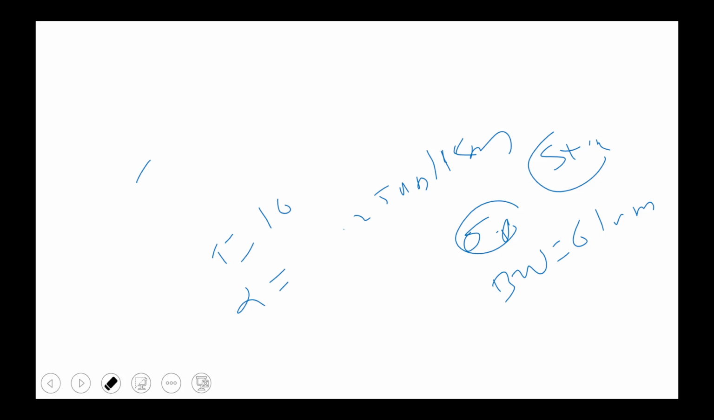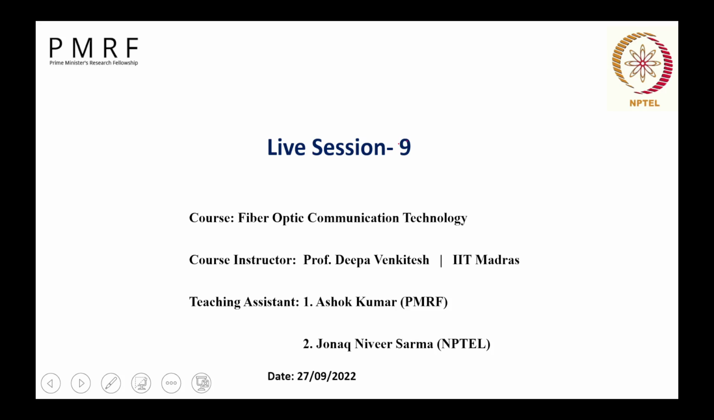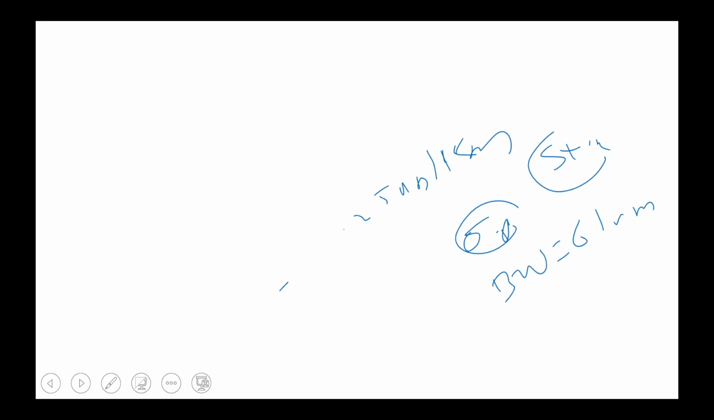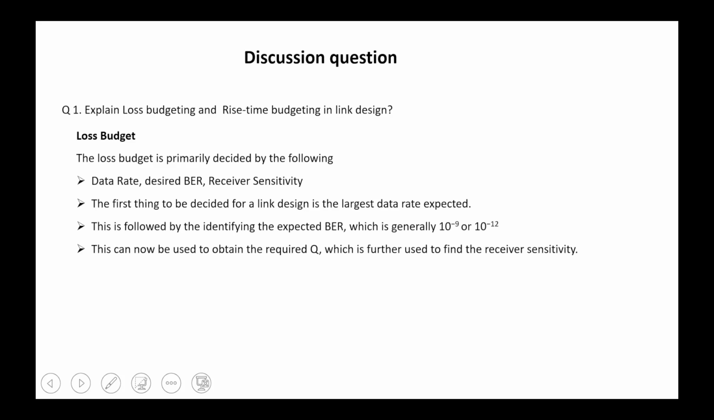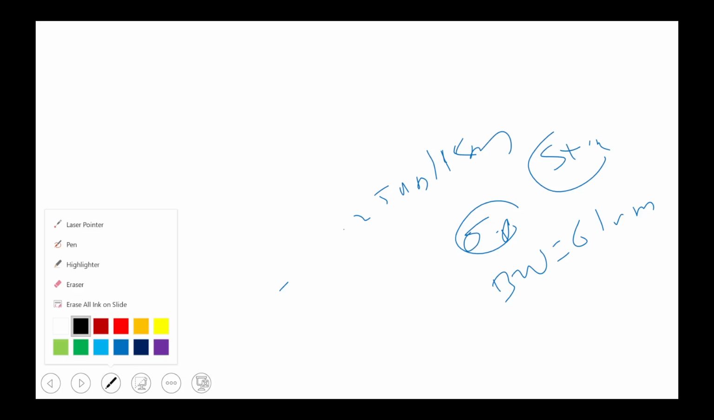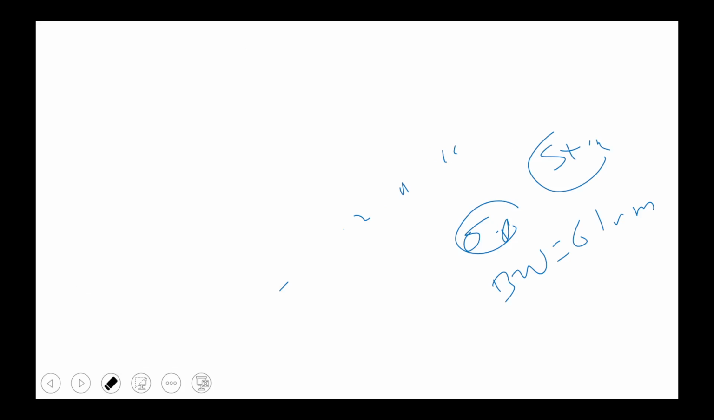What is the attenuation loss of the total fiber? How can we calculate attenuation loss? Anyone can? Class, what is attenuation loss?